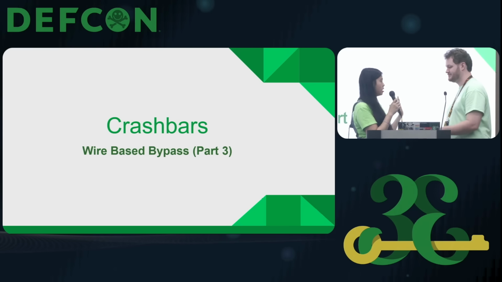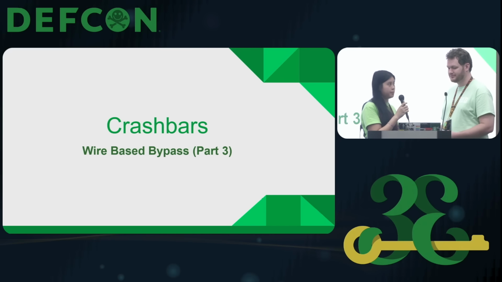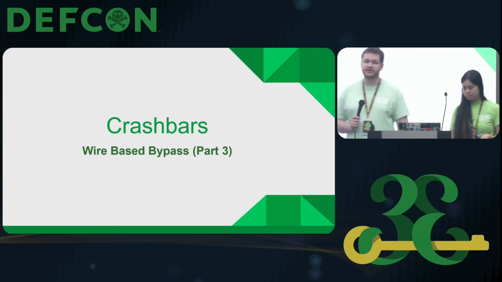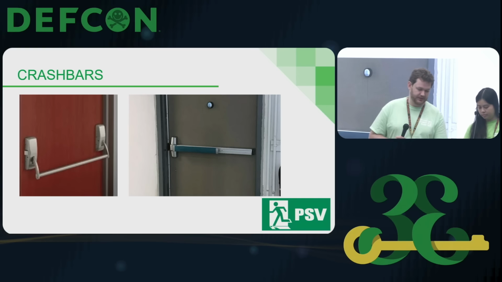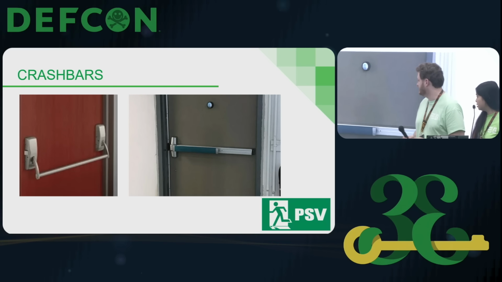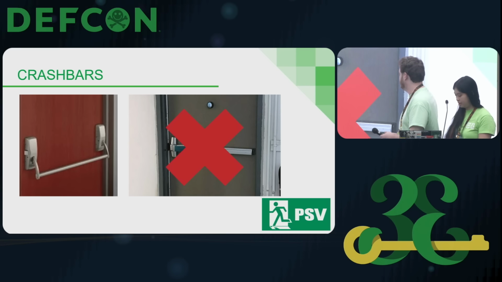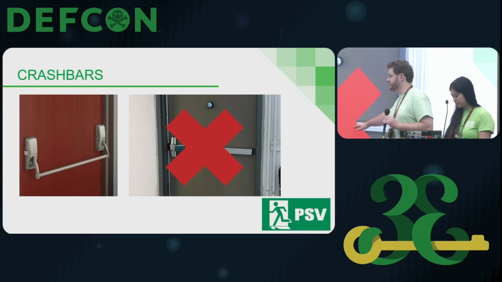So next, I'll pass it on to Matt, who will be talking about Crashbars, which is another wire-based bypass method. Thank you. Crashbars are something that you see very commonly, again, more so in retail and office spaces. They are going to be these doors that you see right here. It is important to note that the Crashbar is going to be the one that you see there on the left, not this one right here. The Crashbar itself is the one that has that long bar under the middle right there, versus this, which is called a Pushbar.